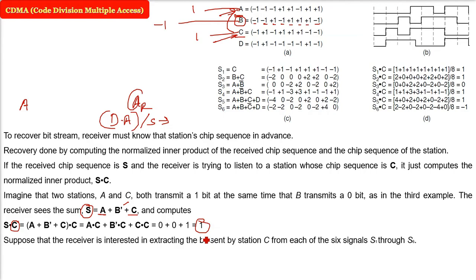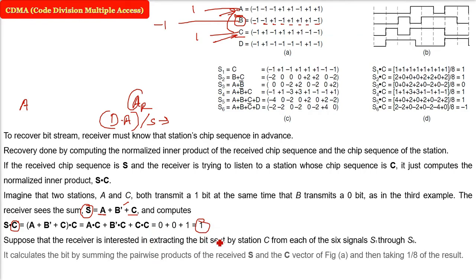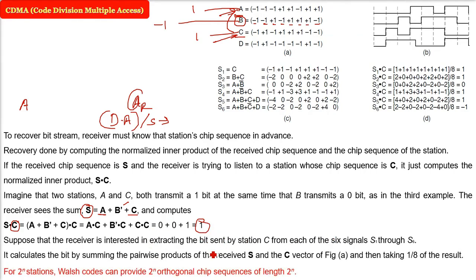Suppose the receiver, as I said, wants to know what C has sent. So we will use this addition and then just multiply it with the code sequence of C. For 2 to the power n stations, Walsh code can provide 2 to the power n orthogonal chip sequences of length 2 to the power n. Now let me show you the exact example.